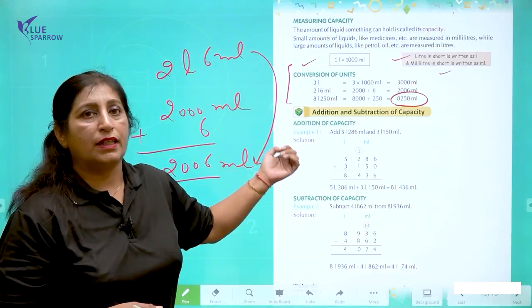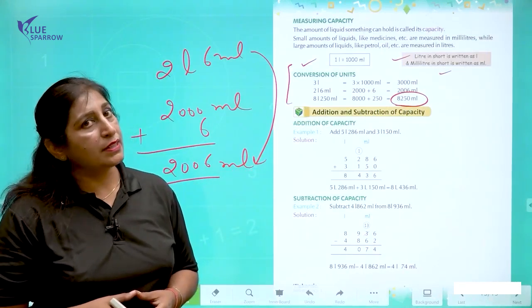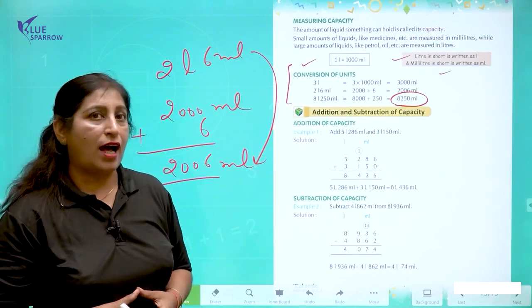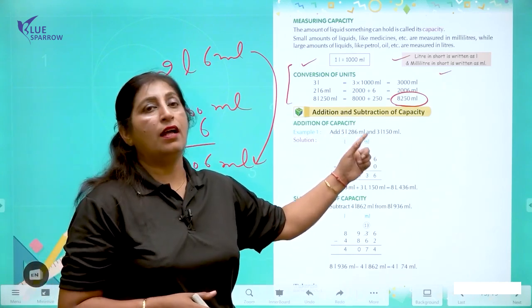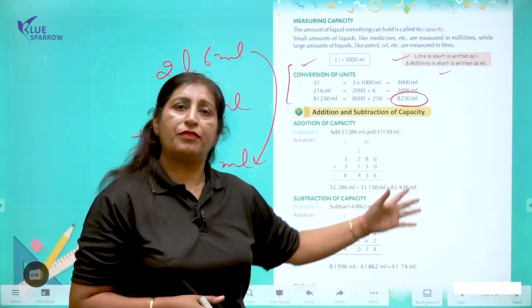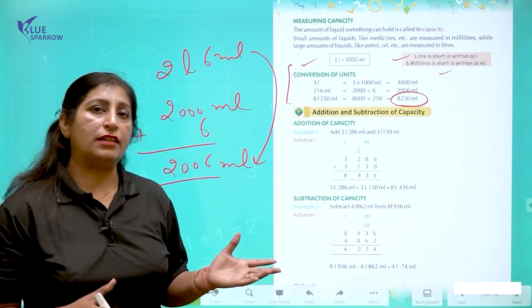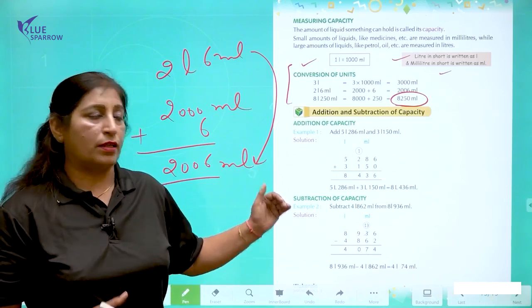Now we perform the addition and subtraction of capacity. The first example is based on addition of capacity. Here you are asked to add 5 liter 286 milliliter and 3 liter 150 milliliter. Firstly, again make the proper columns of liter and milliliter and arrange the given capacities in proper columns.